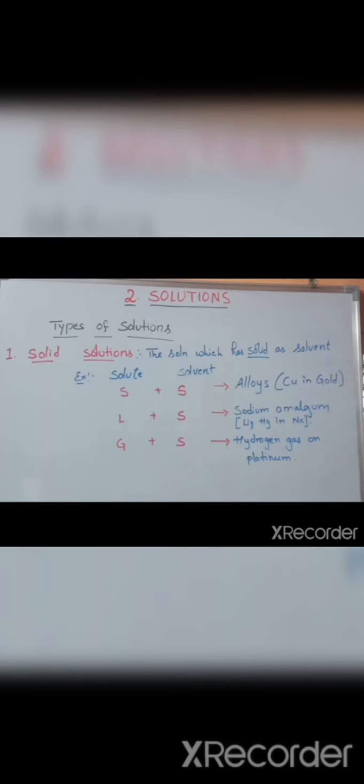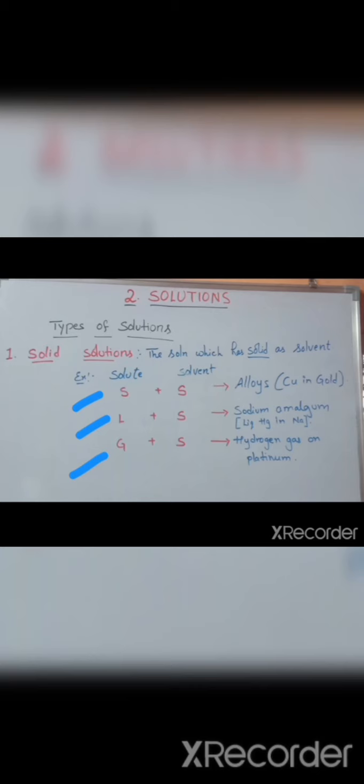And the third type we are seeing in types of solution is solid solutions. What do you mean by solid solutions? The solutions which have solid as a solvent are called solid solutions. Here also I have taken solute as solid, liquid and gas, and solvent I am taking only solid.